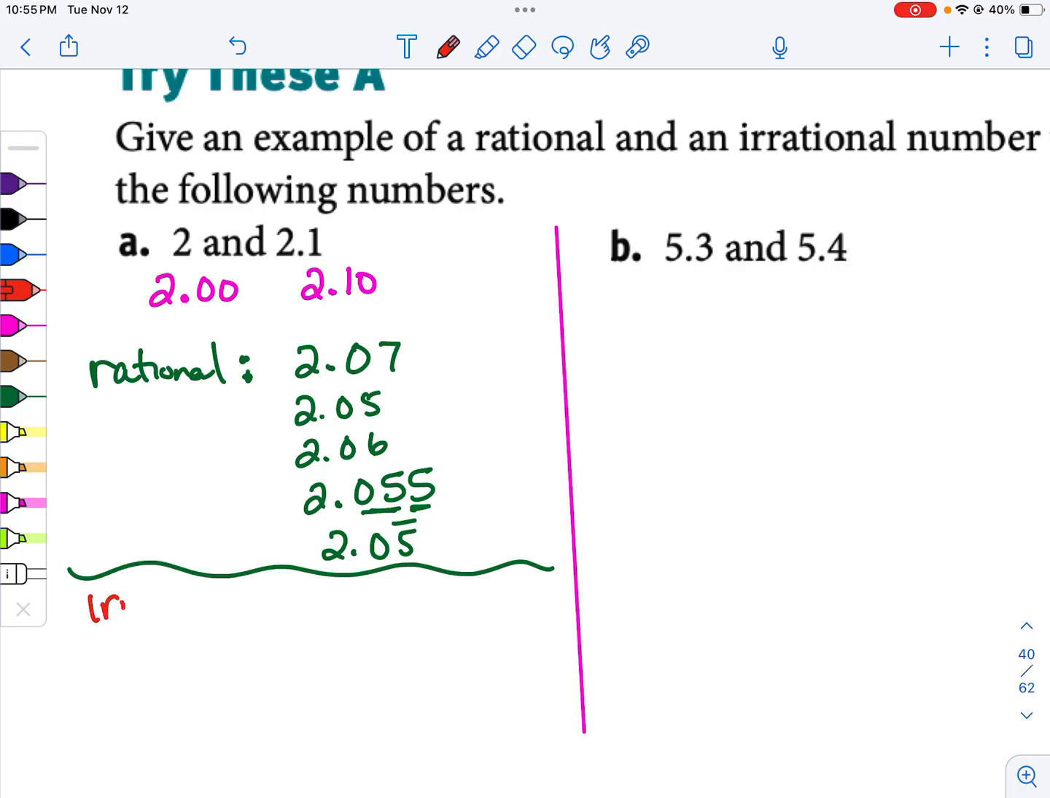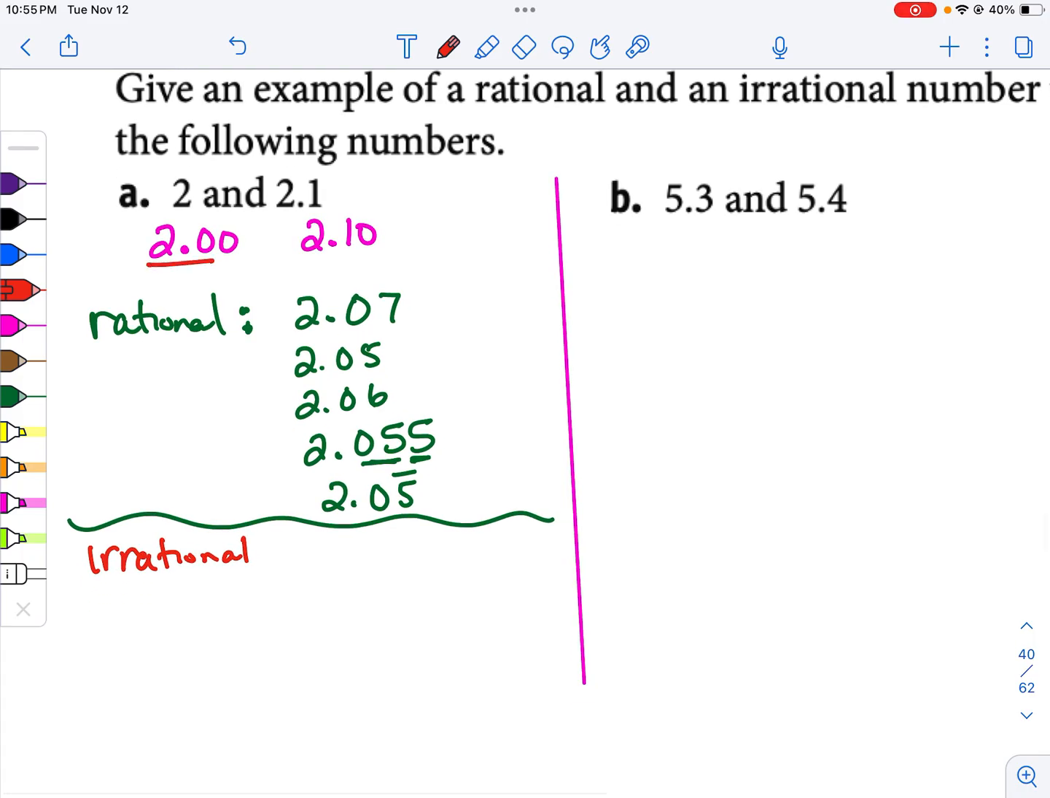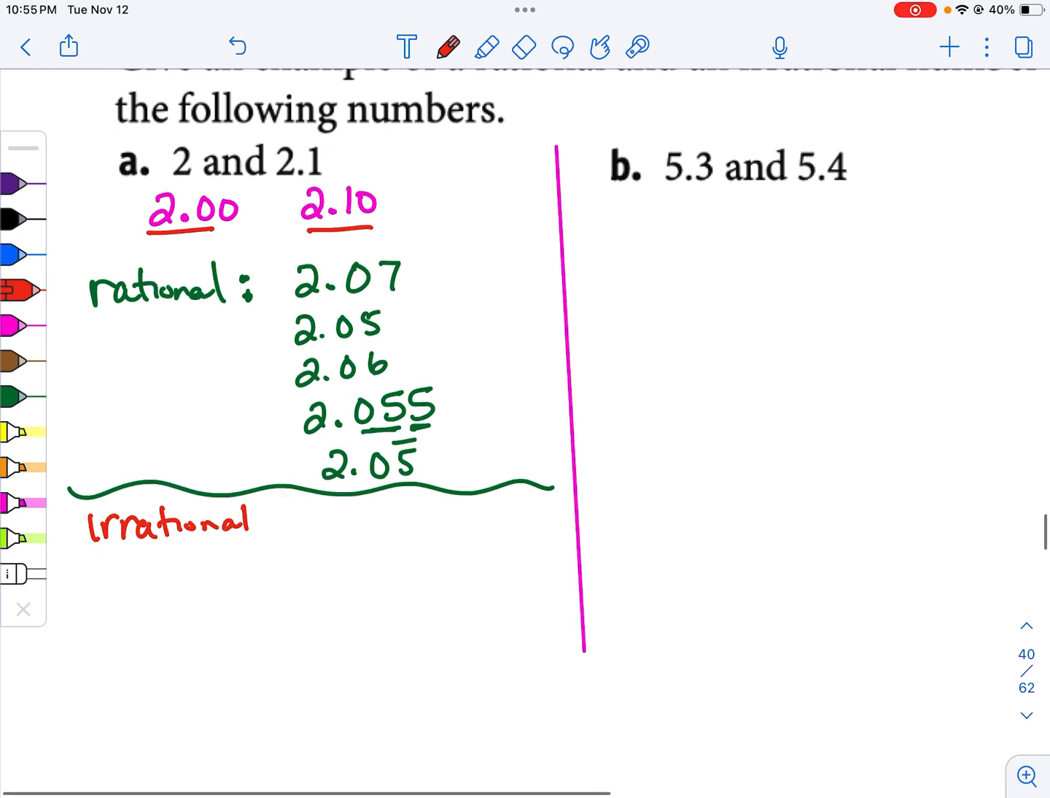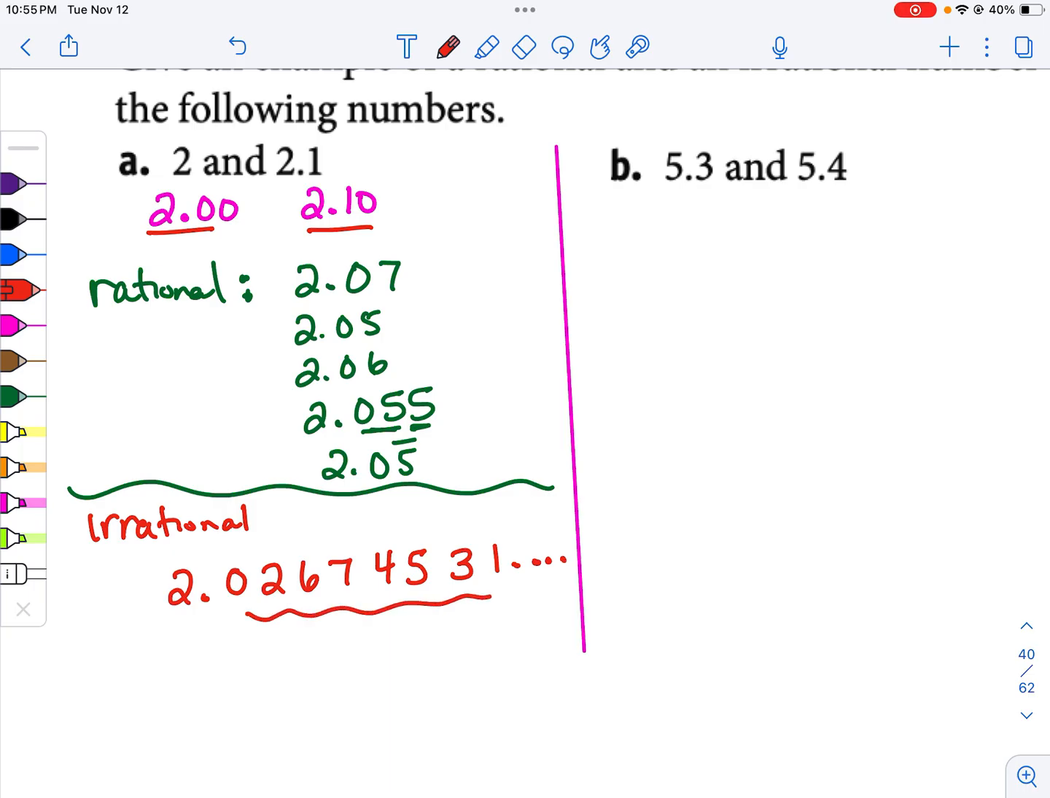All right, if we want an irrational number, again, we've still got to go between $2 and $2.10. So I could go 2.0, I'm just going to say 2, but I can't stop. So I just have to add a bunch of different numbers. So it doesn't matter what numbers you pick. I can pick 6, 7, 4, 5, 3, 1, and then I'm just going to put that dot, dot, dot. The only thing that can't happen is those numbers cannot start to repeat.